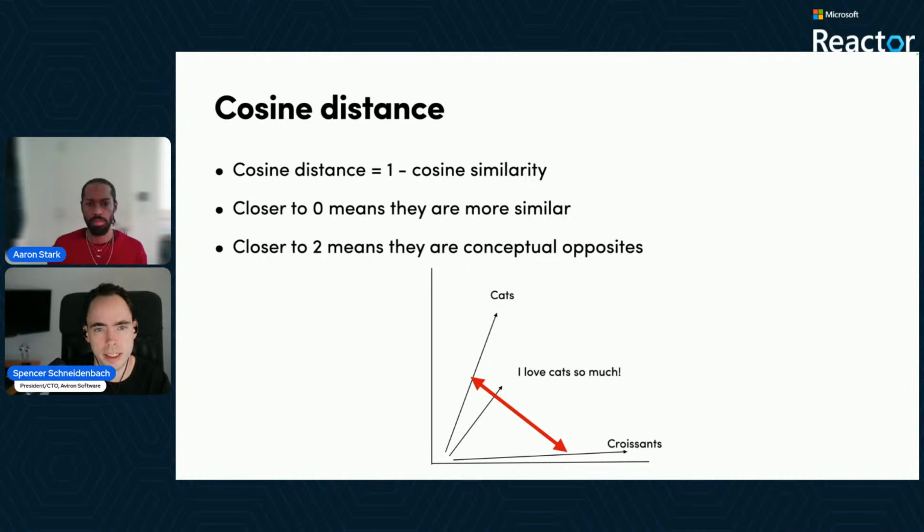And cosine distance is 1 minus cosine similarity. So 0 means that they are more similar. The smaller the number, the more like each other they are. And closer to 2 means that they are conceptual opposites.